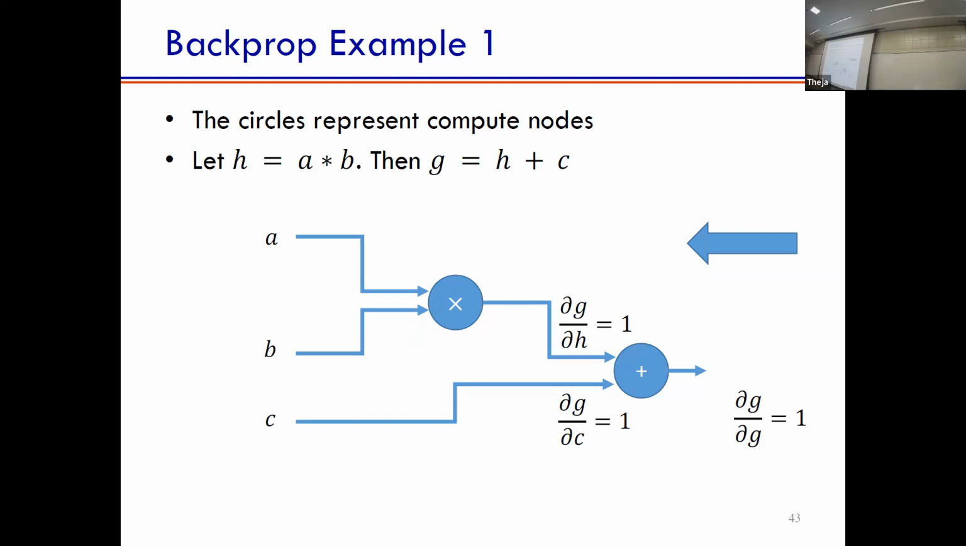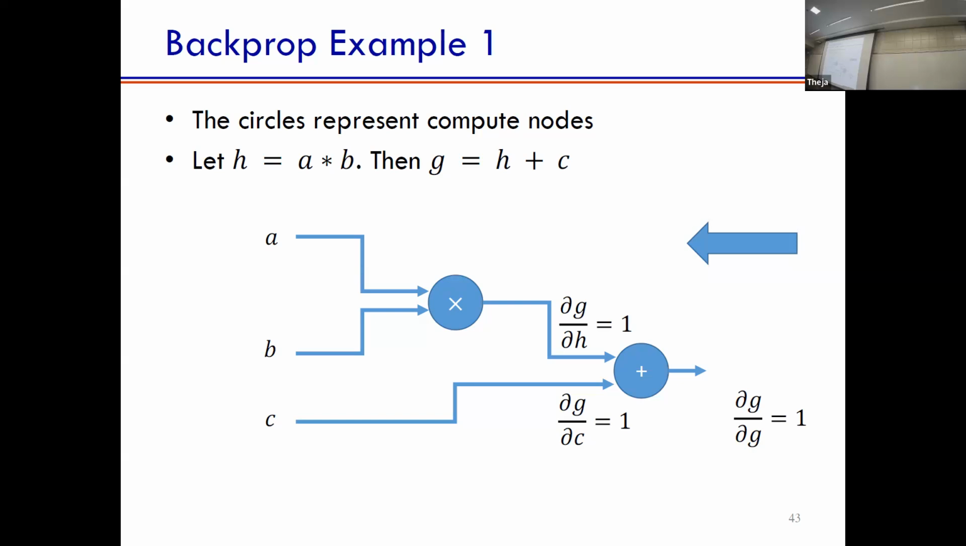Okay. Then G is just H plus C. So let's focus on the G related node here. All it's saying is its local gradients. How much does G change when H varies? H is one of the inputs. How much does G change when C varies? Second input, right? How much does G vary when H changes?